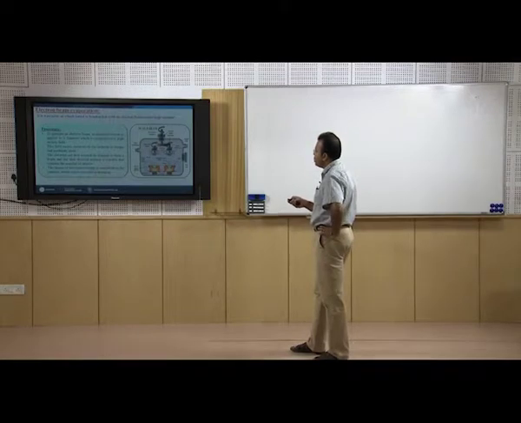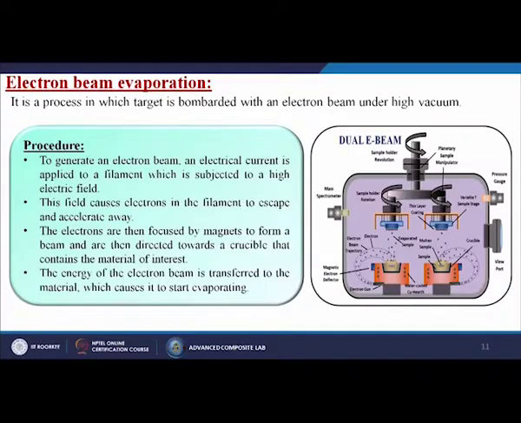To generate an electron beam, an electron current is applied to a filament which is subjected to a high electric field. The field causes electrons in the filament to escape and accelerate away. The electrons are then focused by magnets to form a beam and are then directed towards a crucible that contains the material of interest. The energy of the electron beam is transferred to the material, which causes it to start evaporating.